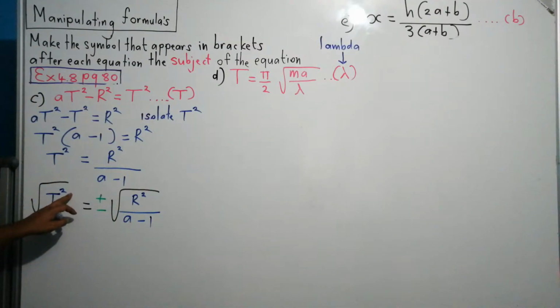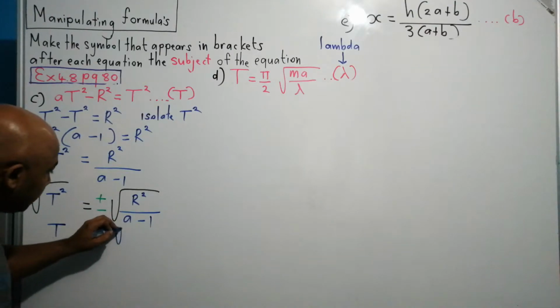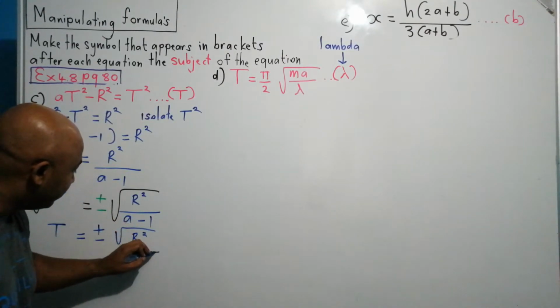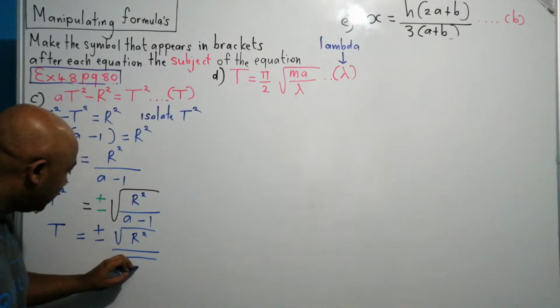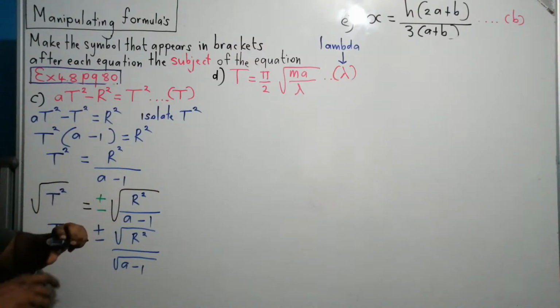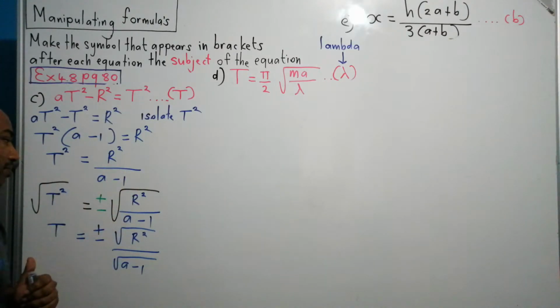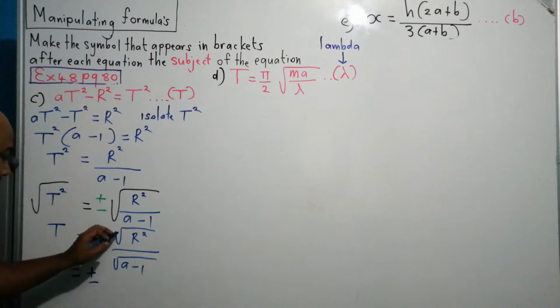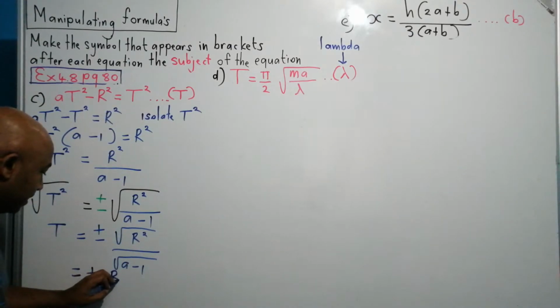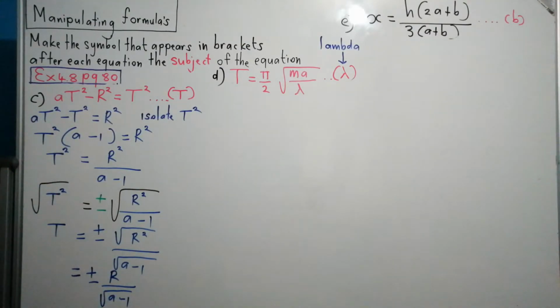So the square root of t squared, so t is equal to plus or minus the square root of r squared divided by the square root of a minus 1. Remember that this is a fraction. Okay, I need to raise the numerator to the power and the denominator to the same power. The power is half, or in other words, square root. So that's plus or minus the square root of r squared is r, and the square root of a minus 1 is the square root of a minus 1. We can't go any further there.